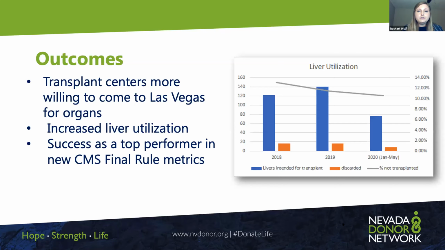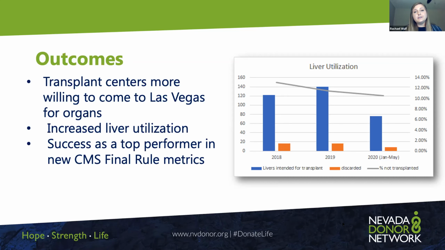So some of the outcomes that we've seen because of all of these practices that we implemented. First, transplant centers are more willing to come to Las Vegas for organs. Even during COVID, when centers weren't really traveling outside of their DSA as much as they would have liked or would have pre-COVID, we've still had quite a few centers come out, take a look at that marginal liver, take a look at some of these marginal lungs or even hearts. And the more they come out, the more likely they are to take it.